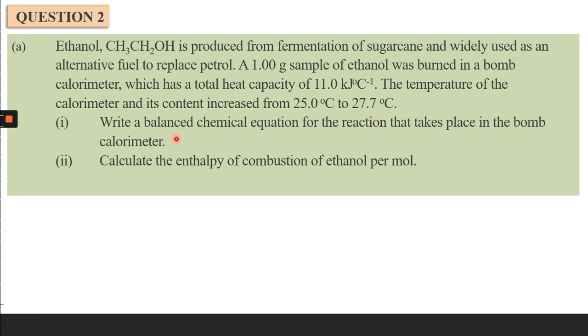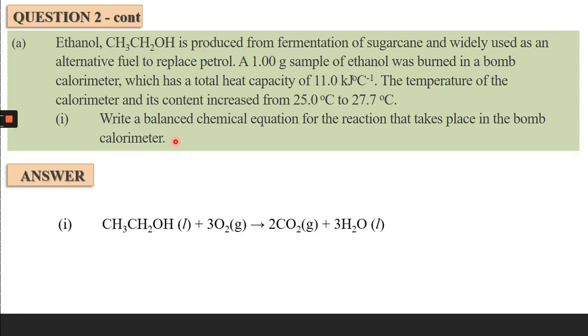Question 1. Write a balanced chemical equation for the reaction that takes place in the bomb calorimeter. In order to answer this, students need to know the phases as well as the balanced stoichiometric coefficient. So the answer is CH3CH2OH liquid plus 3 O2 gas producing 2 CO2 gas plus 3 H2O liquid. And this is the mark for this question.